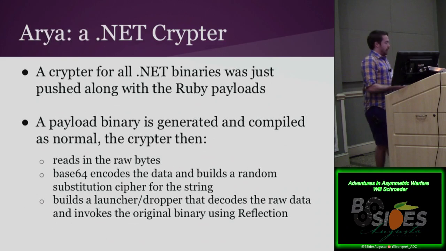So we're releasing a small, simple .NET crypter called Area. It's a crypter for all .NET binaries. It was pushed along with the Ruby payloads, and it's also a standalone if you want to use that. A normal payload binary, either VB or C# or whatever, is generated and compiled as normal. If you set the crypter to run, it will read in all the raw bytes, base64 encode it, and build a random substitution cipher, so it's not just straight base64. And then it builds a little launcher or dropper.